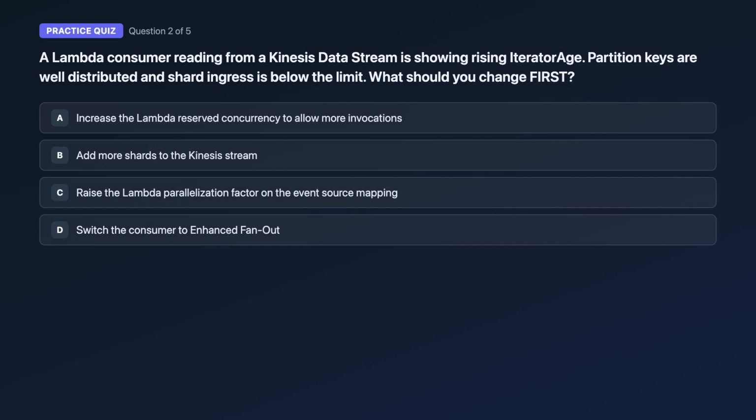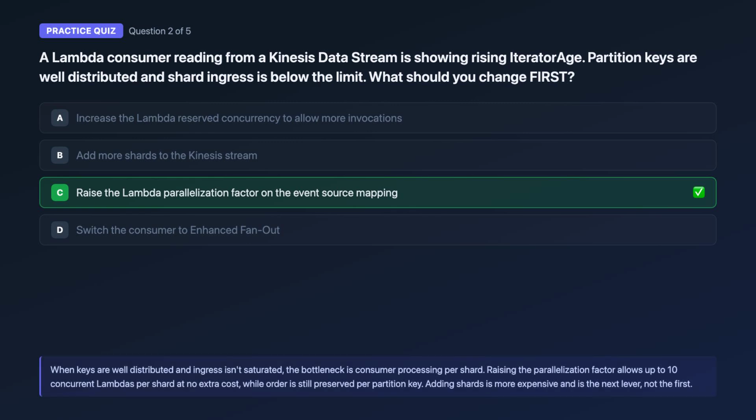Think it through. The answer is C. When keys are well distributed and ingress is fine, the bottleneck is consumer processing per shard. Raising the parallelization factor allows up to 10 concurrent Lambdas per shard at no extra cost, with order still preserved per partition key. Reserved concurrency just caps invocations, it doesn't unstick the shard.